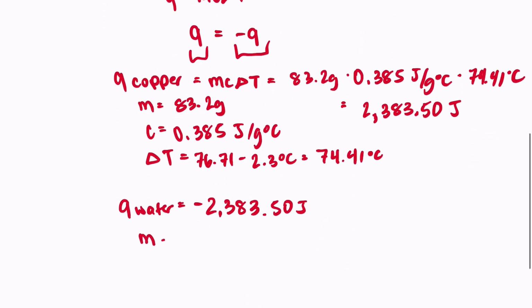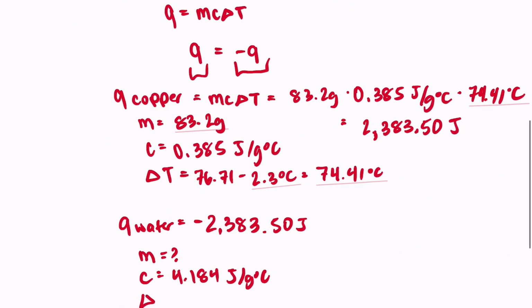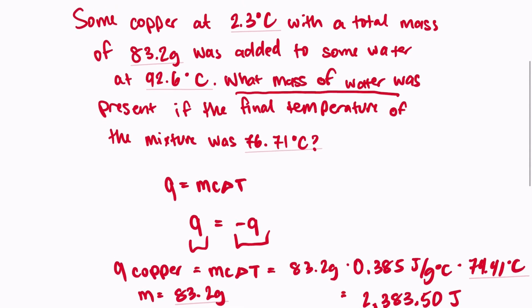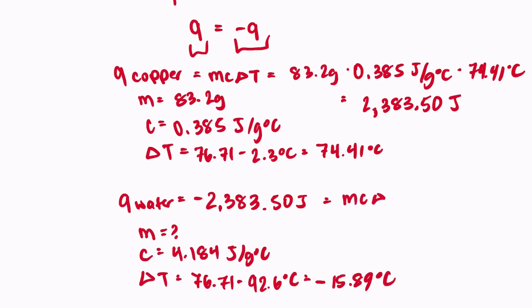So our mass is unknown. The specific heat of water is 4.184 joules per gram degree Celsius. And if you didn't know that, again, you could look that up in a table. The temperature change is the final temperature, so it's still 76.71 minus 92.6, which is equal to negative 15.89 degrees Celsius. So remember, Q is equal to mc delta T.